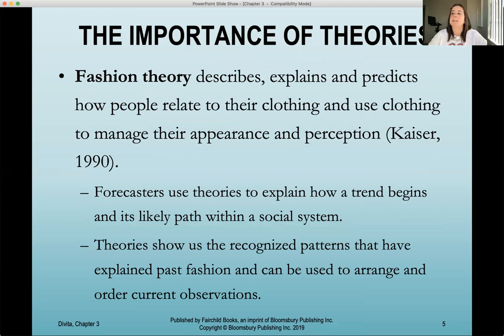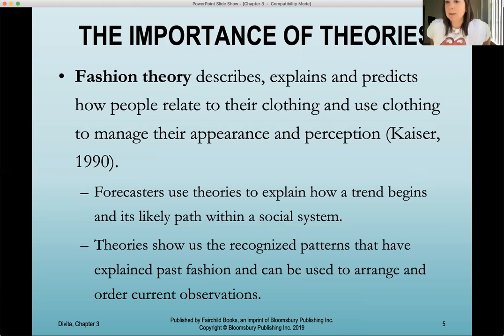The importance of theory. Fashion theory essentially describes, explains, and predicts how people relate to their clothing and also how they use clothing to manage their appearance and perception, right? So why do we adopt clothes? Why is it important? What does it make us feel? And how does it show off to others?